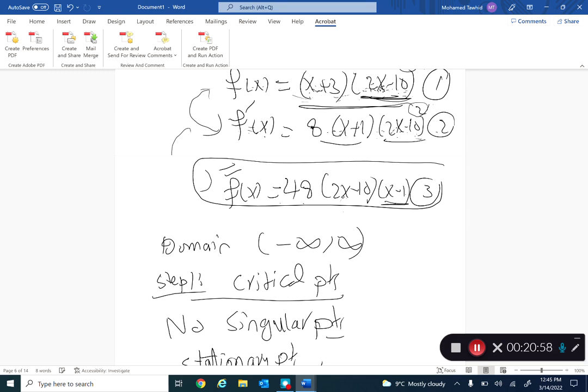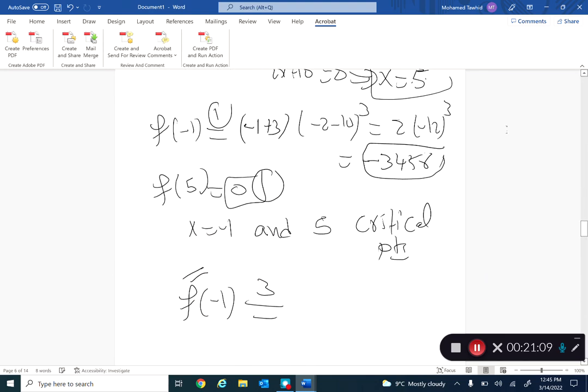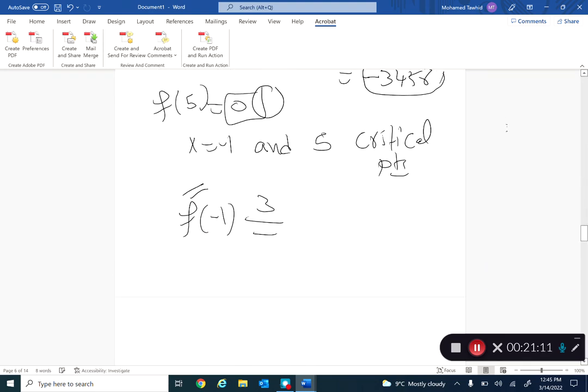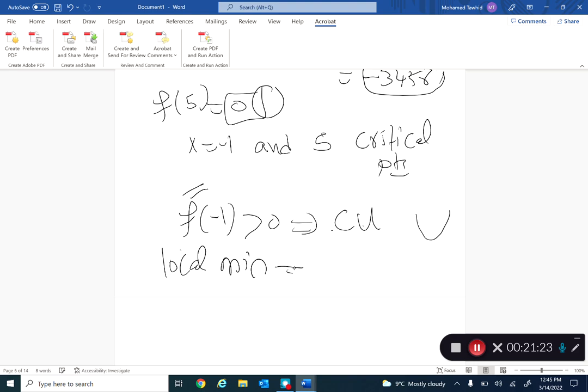Here, when I replace x by -1, you get -2 minus 10, so you get -12. So negative here, then you get positive, and here positive. What I really care about, when I replace this one, it turned out it is positive. Then the graph is concave up. If the graph is concave up, then what do you have? You have a local minimum. What is the value of your local minimum?